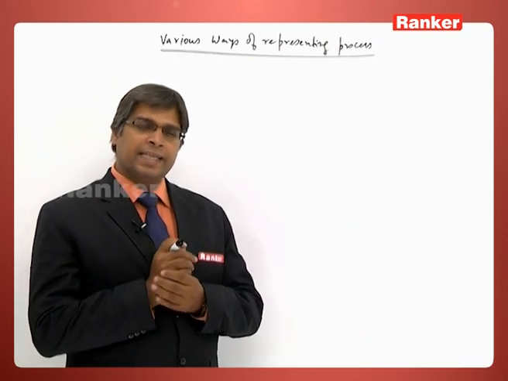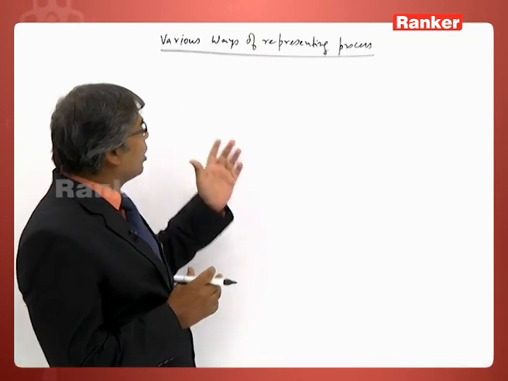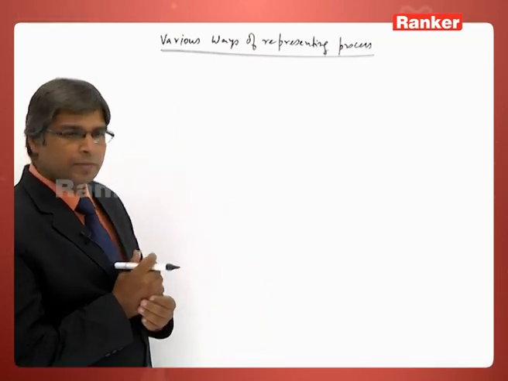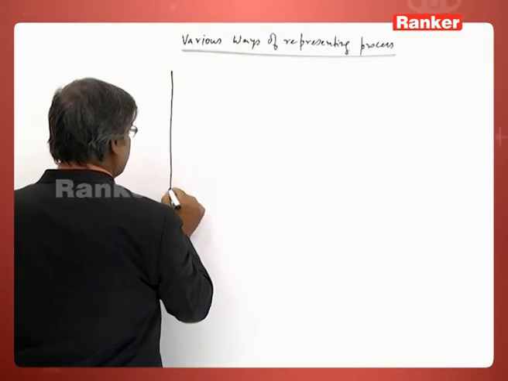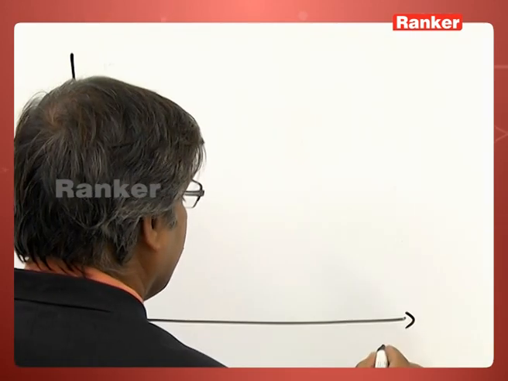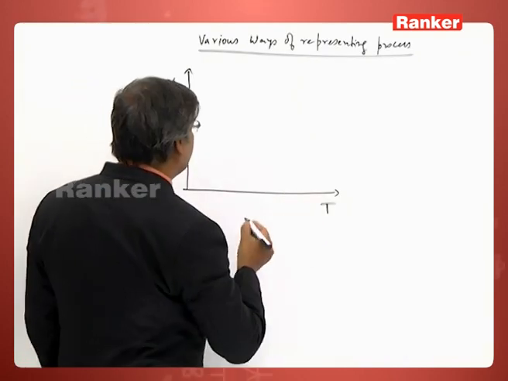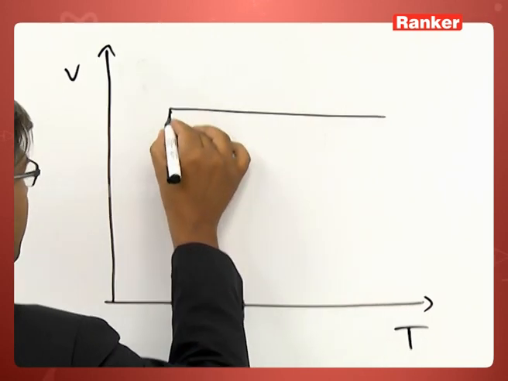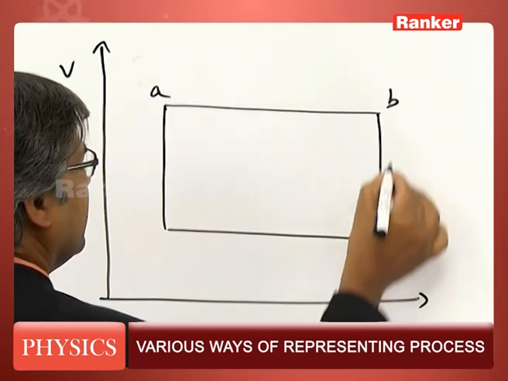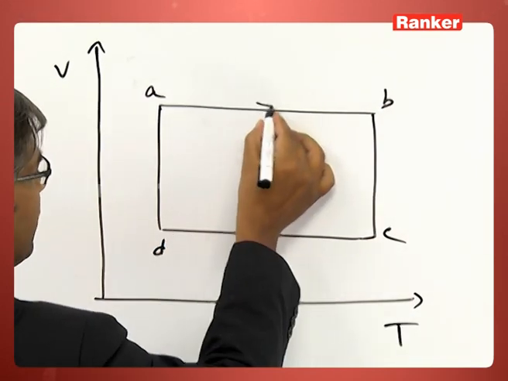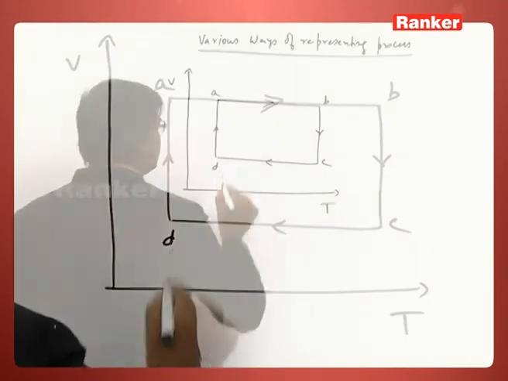So now let us see the various ways in which we can plot the processes, represent the processes. So suppose we have a cyclic process given in a VT diagram. So here V and T is plotted, and we have a process like this: A, B, C, D. This is the cyclic process. First A to B, then B to C, then C to D, then D to A.